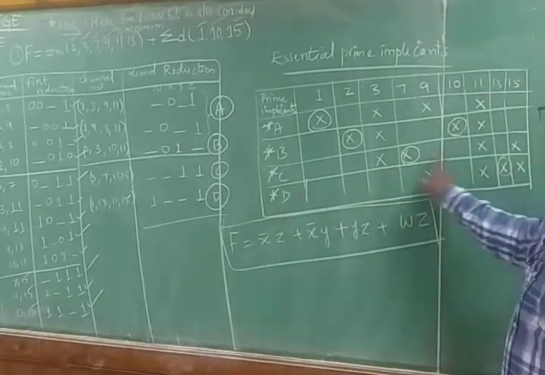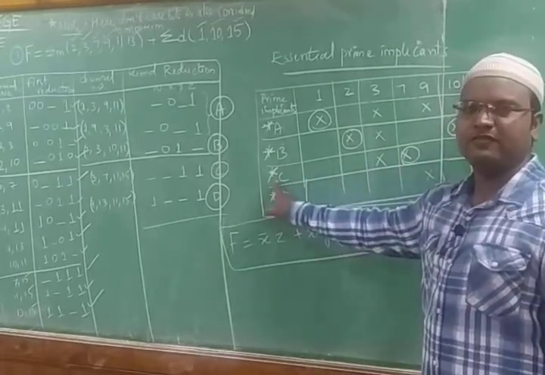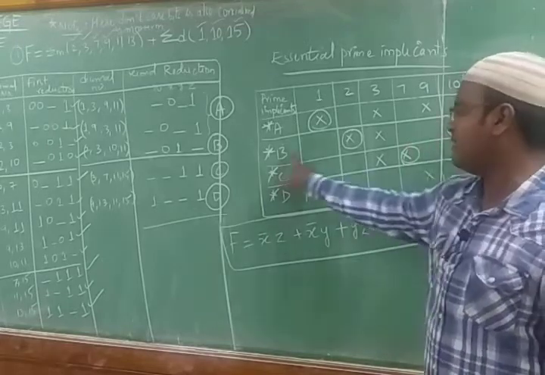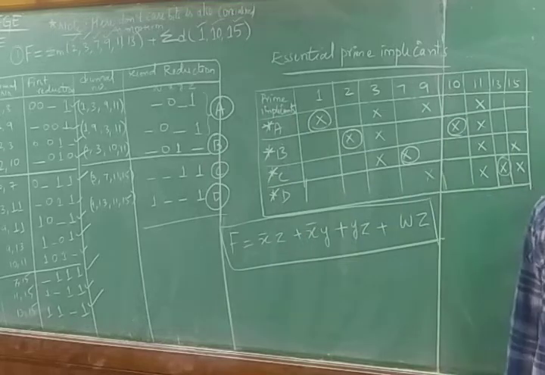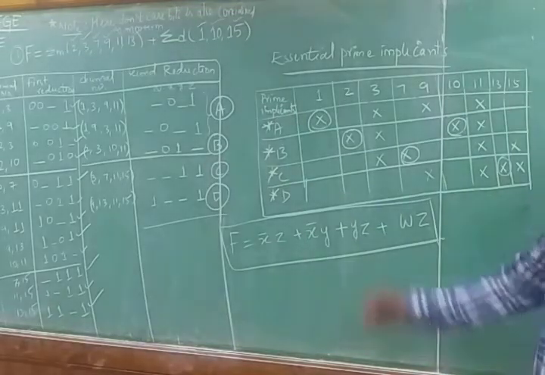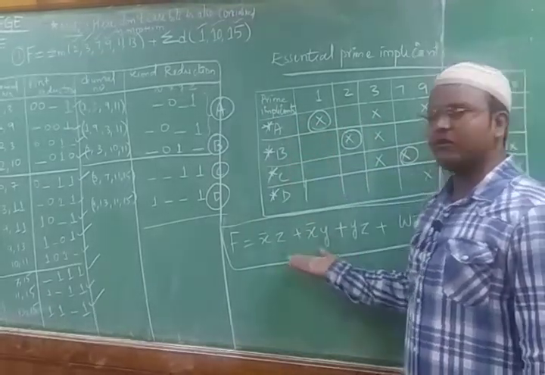Likewise, this term comes under C, so we put it for C. C is also there. Then we went for B. B is having twice. Then having A. So that means all our A, B, C, D are essential prime implicants. So for A, B, C, D, we just want to write down the function.